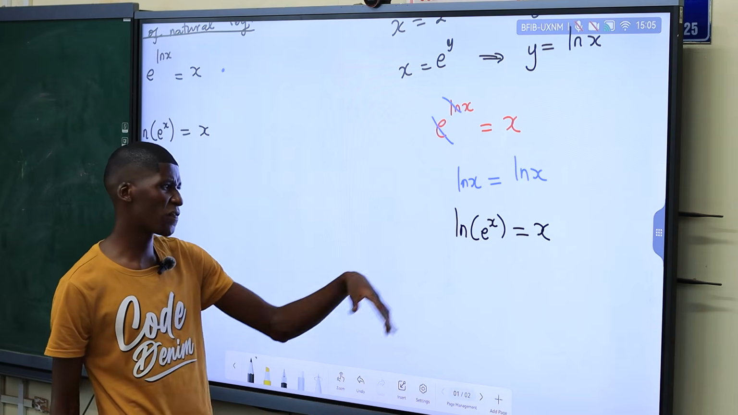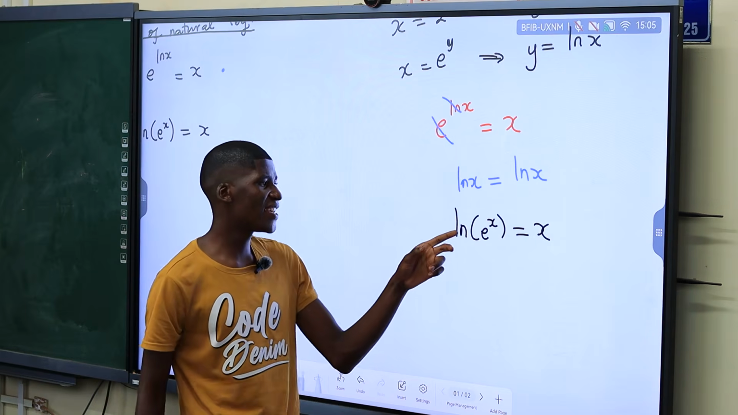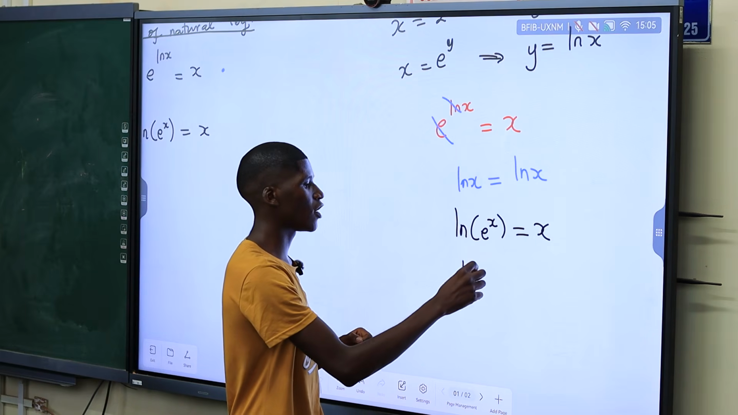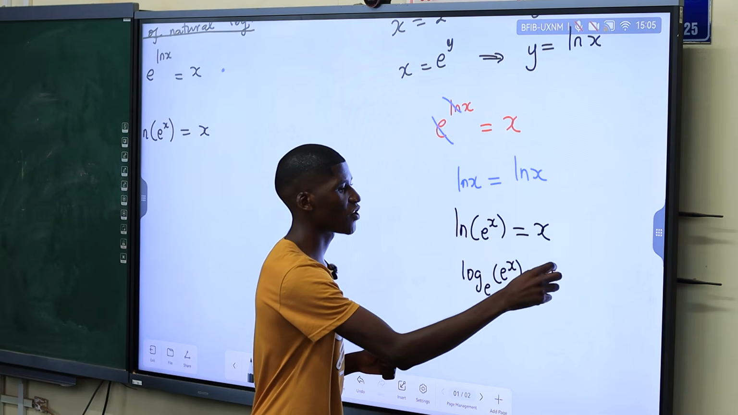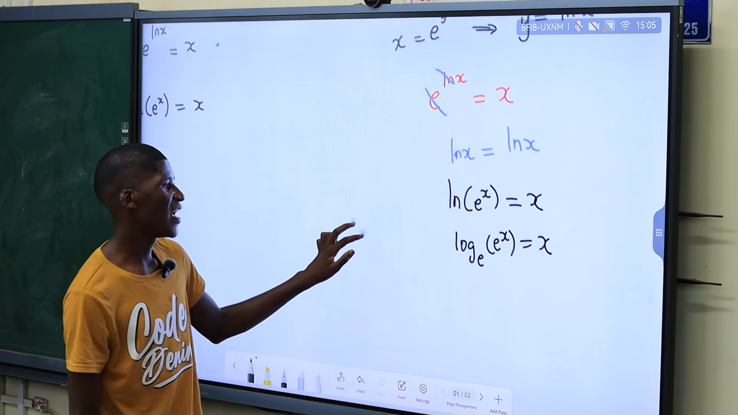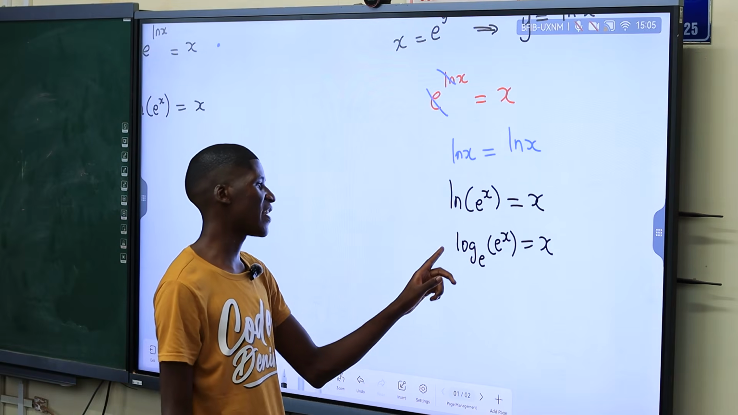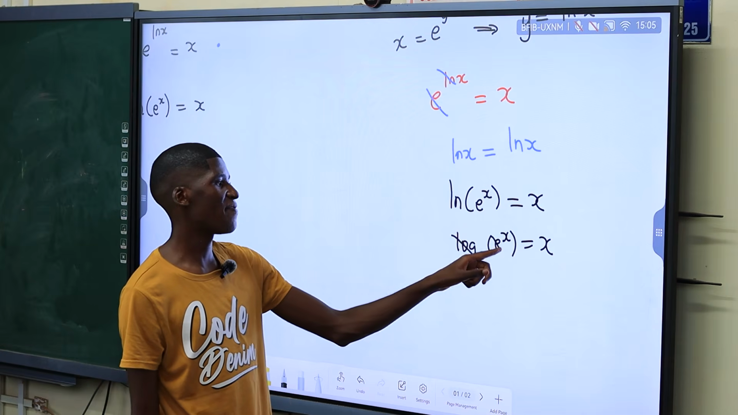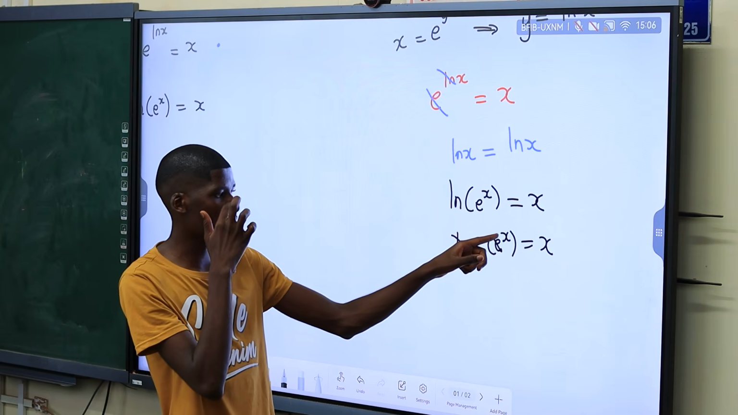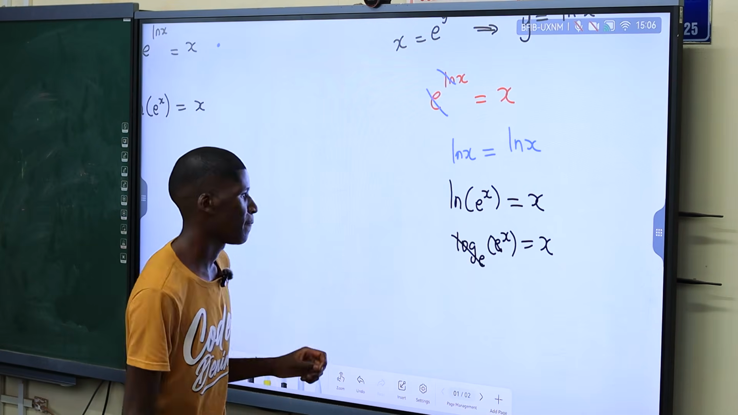So you can try to prove this and say that ln is the same thing as saying log base e to the power x is equals to x. And then here what actually happens is this log base e cancels out with the e, and then we are going to remain with x there.